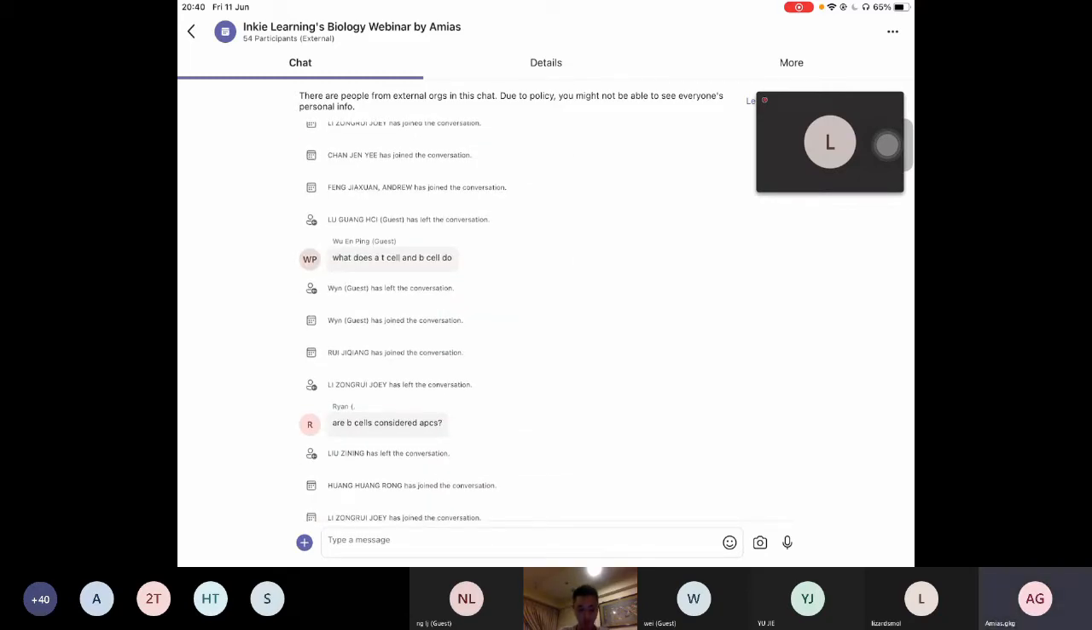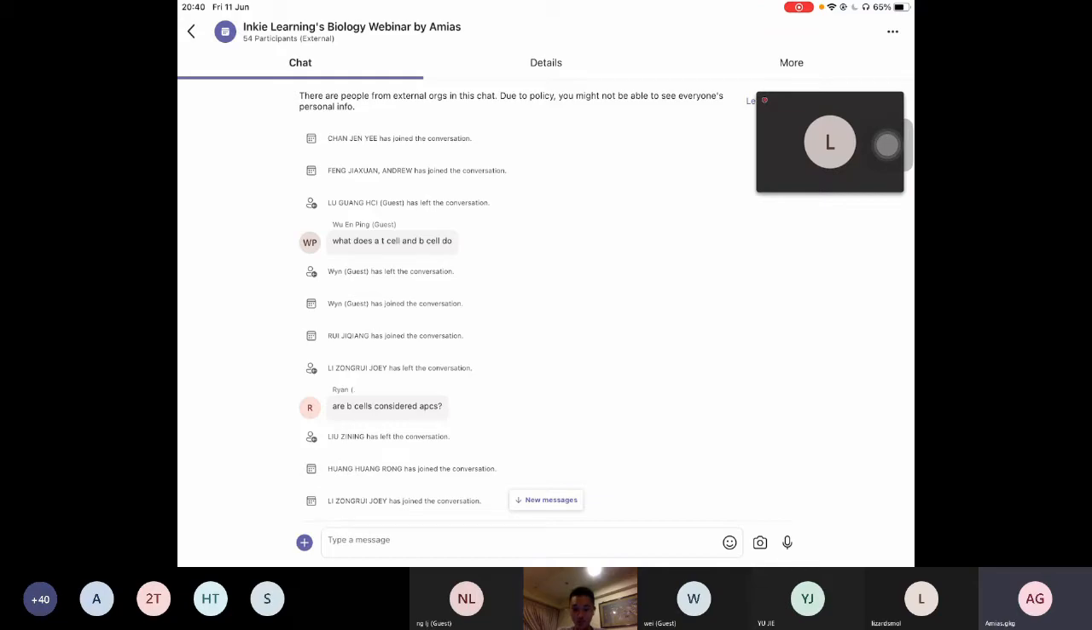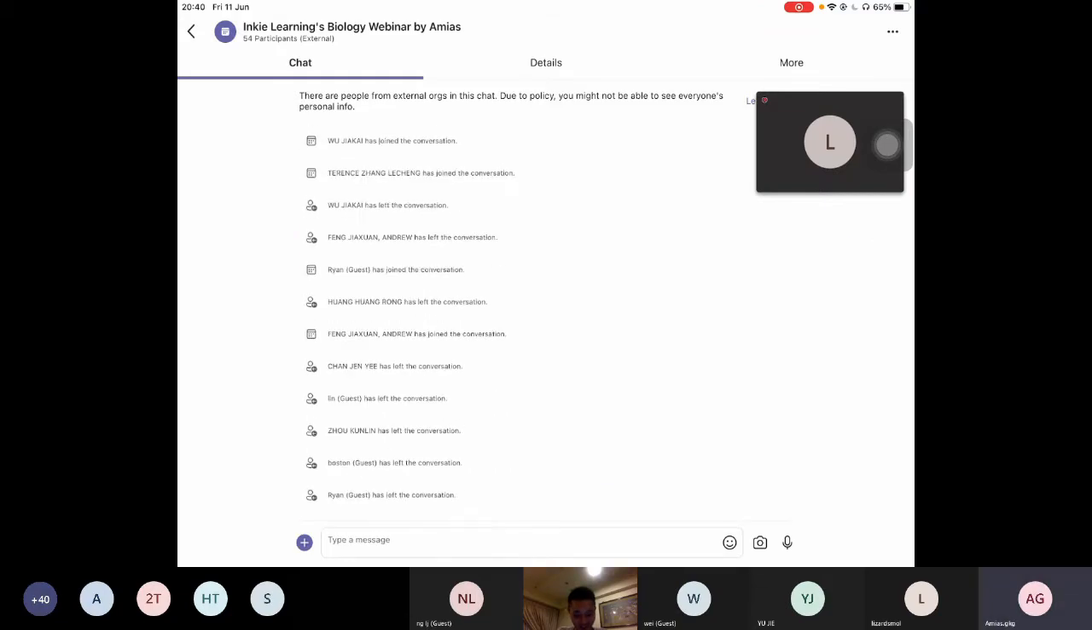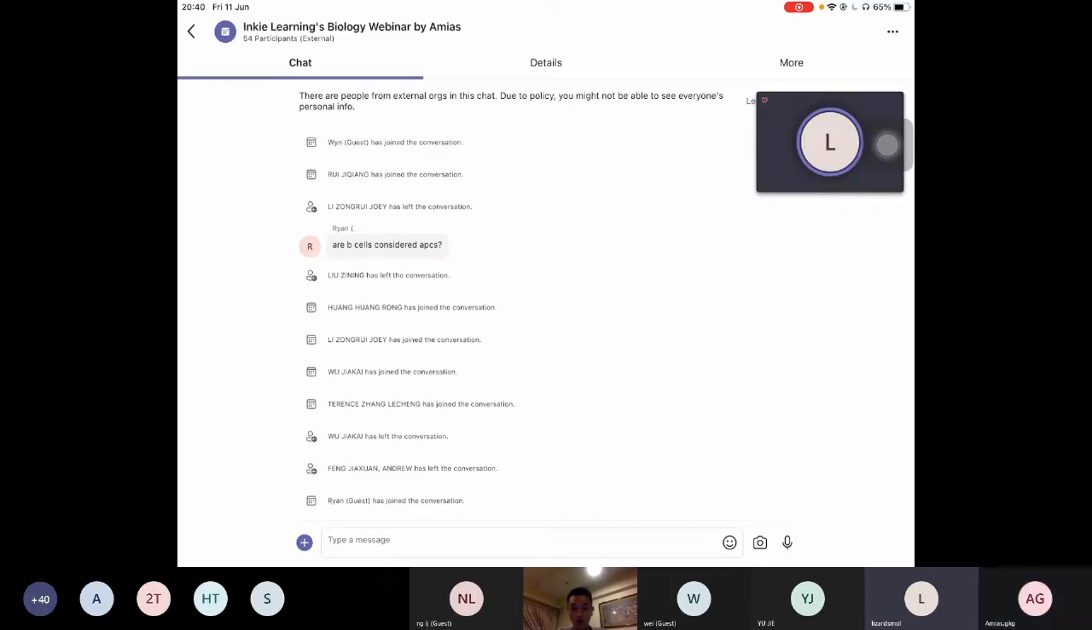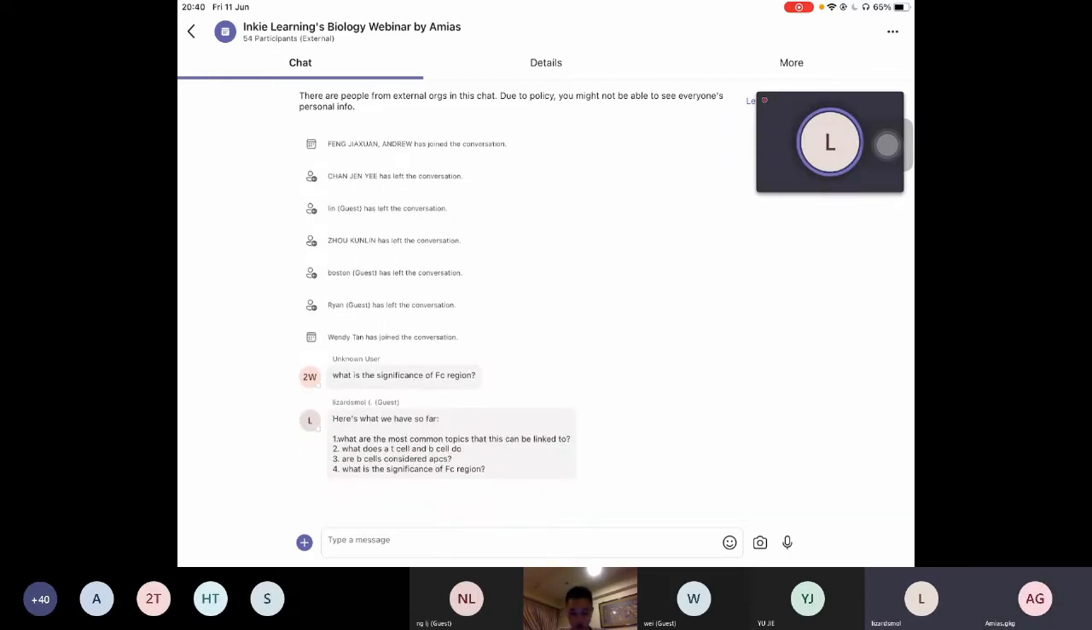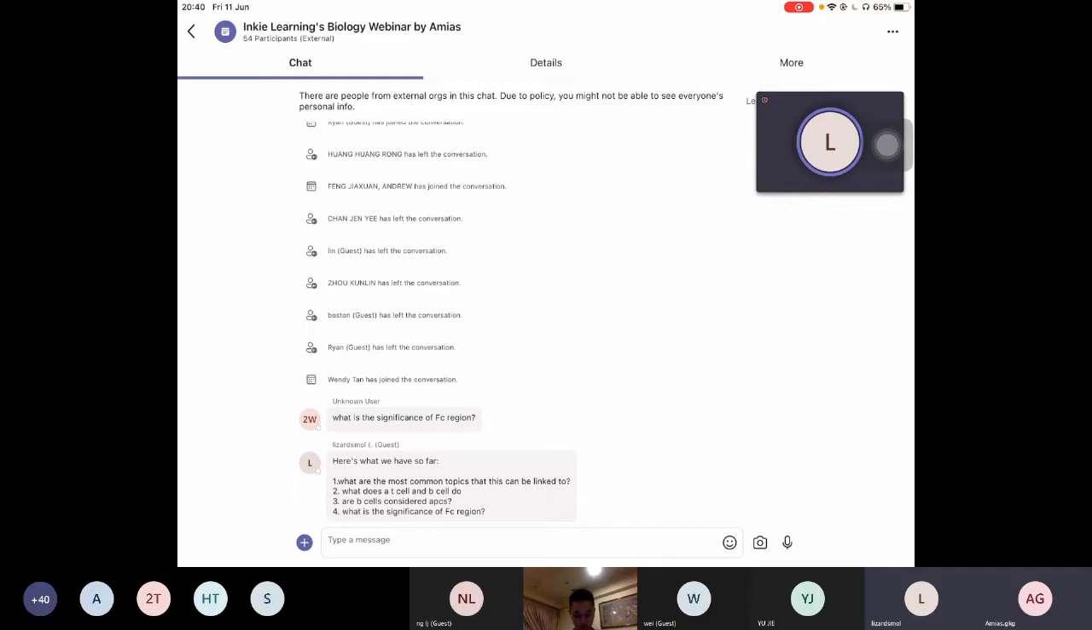What does a T cell and B cell do? I hope I went through that. Someone asked, are B cells APCs? B cells are not APCs. APCs are only your dendritic cells and your macrophages. Next, the significance of the FC region.